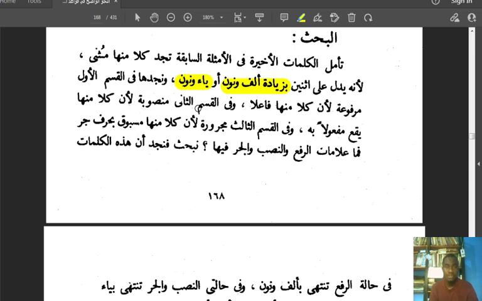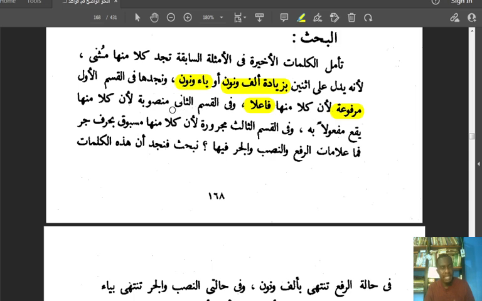We only call it muthanna when it refers to two things. We made it refer to two things by adding alif and nun or yai and nun. Okay. So it says وَنَجِدْهَا فِي الْقِسْمِ الْأَوَّلِ مَرْفُوعَةً. In the first part we find it to be marfu', لأن كلا منها فاعلا, because each of it is a fa'il. A fa'il is the doer in the sentence and it should be nominative.